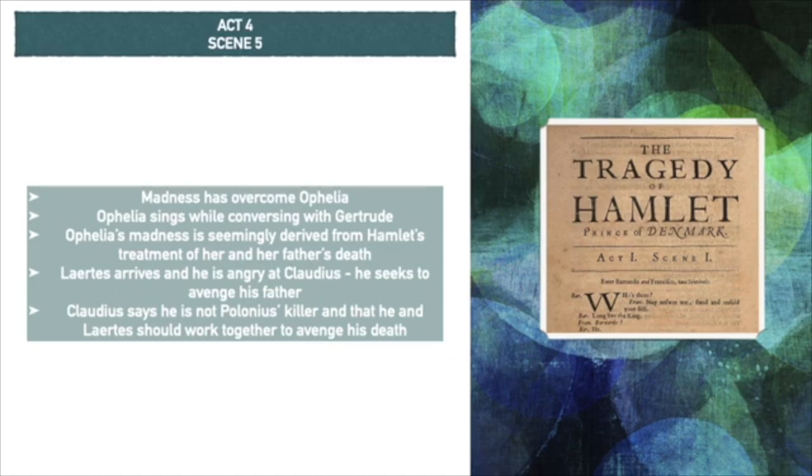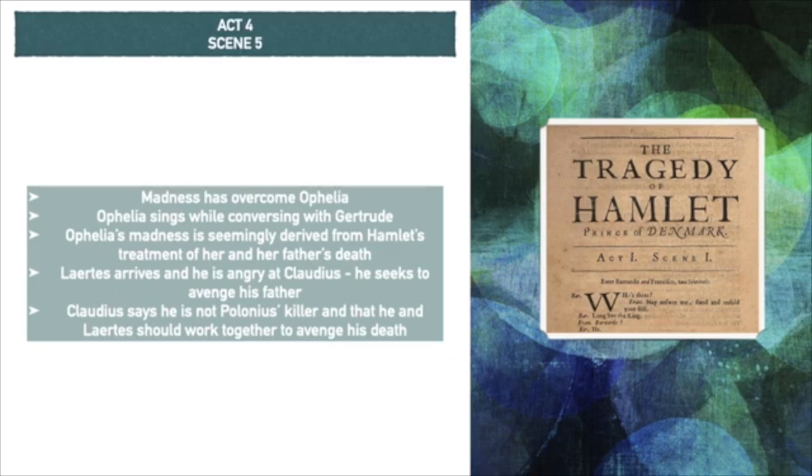Remember, Laertes is Polonius' son, Ophelia's brother, and he comes in really angry at Claudius because he thinks that Claudius is responsible for his father's death, and he seeks to avenge his father. And at this point in the story, we get a really interesting, reflective storyline. It mirrors Hamlet's own storyline of him trying to avenge his father, and now we're going to see Laertes embark on the very same mission of trying to avenge his father.